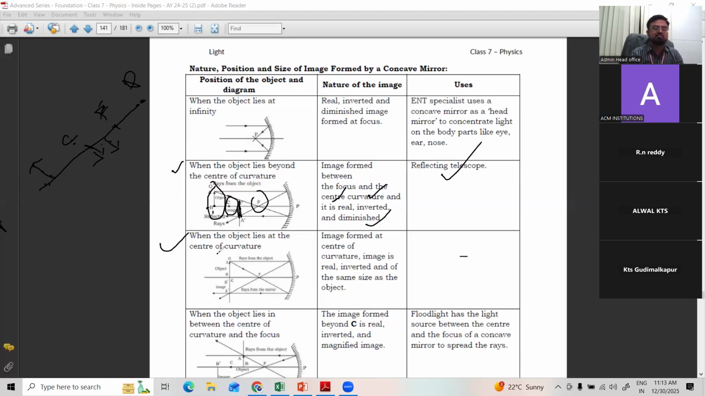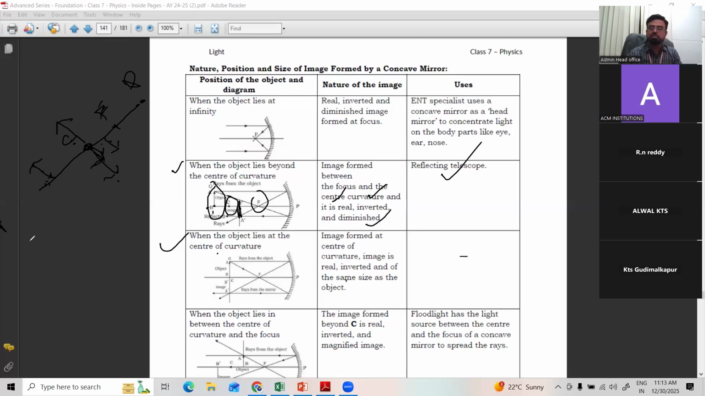When the object lies at the center of curvature, so from here we came here. This is the object on C. Infinity, beyond the center of curvature, at the center of curvature. Third case. So the image formed is at the center of curvature. There only the image is forming. The image is real, inverted, and the same size as the object. Why? Because you remember the third case rule. The ray traces back, and the image forms at the same center of curvature. Clear?